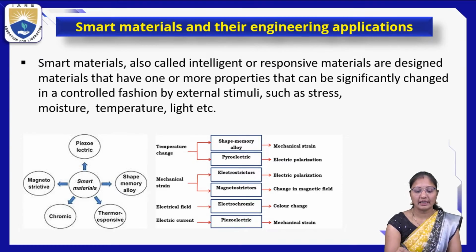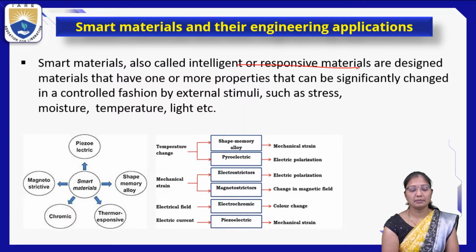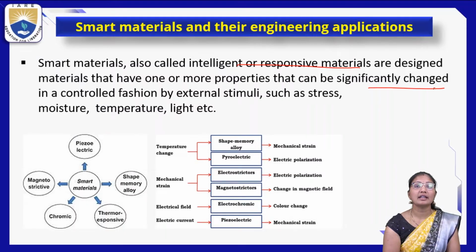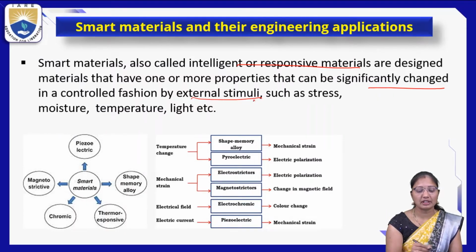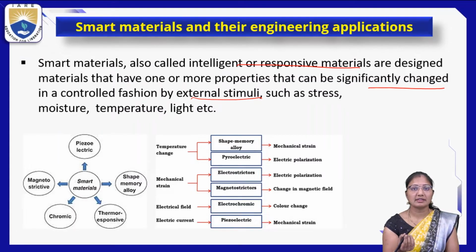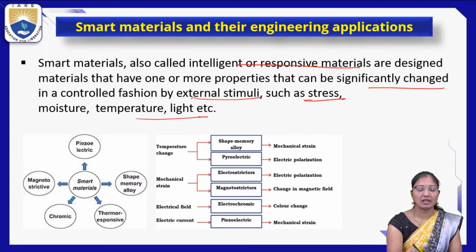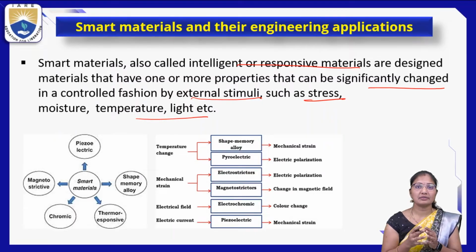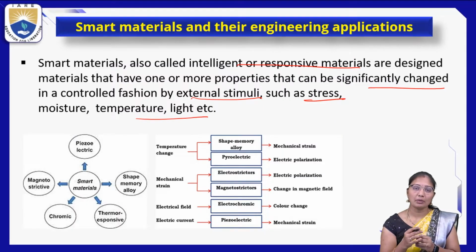These are intelligent and responsive materials. They are designed materials with one or more properties, like temperature or pH, which are reversible and can be significantly changed in a controlled fashion by an external stimulus. External stimuli means stress, moisture, temperature, light, etc. So these materials will respond according to the temperature, pH, light or moisture, and the response will be reversible, which can be repeated many times. So these are the smart or intelligent materials.